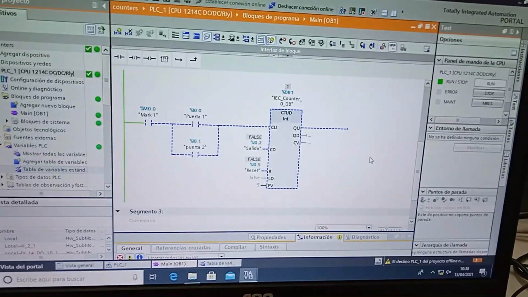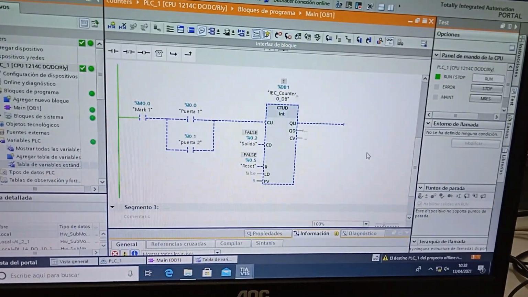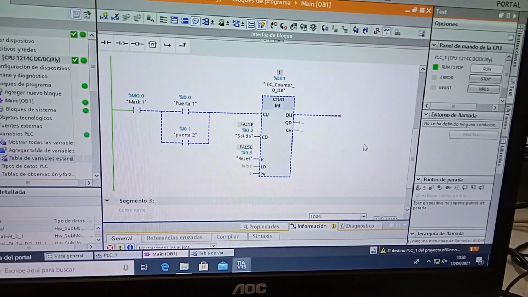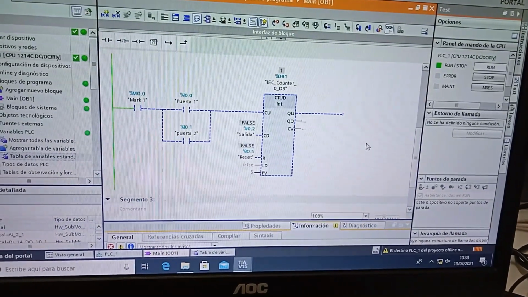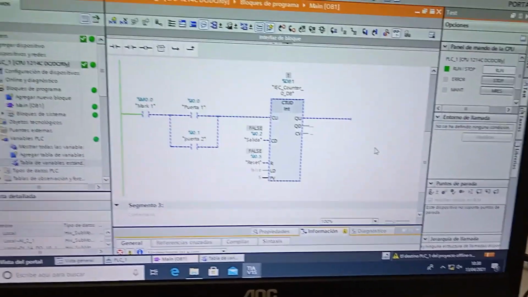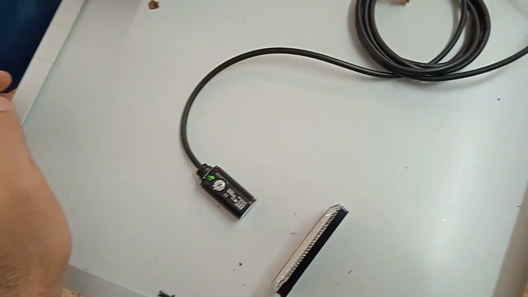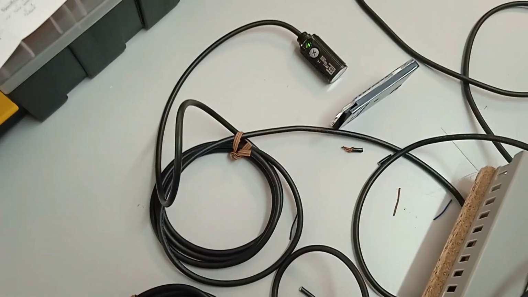Friends, this is our practical in which there is one meeting hall. Here there are three doors, two doors for entrance and one door for exit. For detection, I am using photoelectric sensors. You can see here I have three photoelectric sensors, two for entrance counting and one for exit counting.